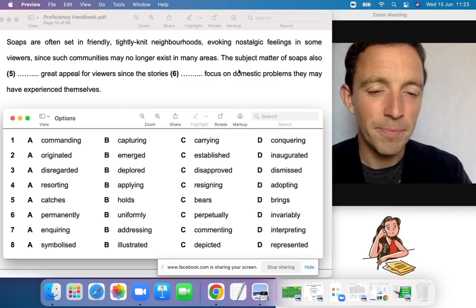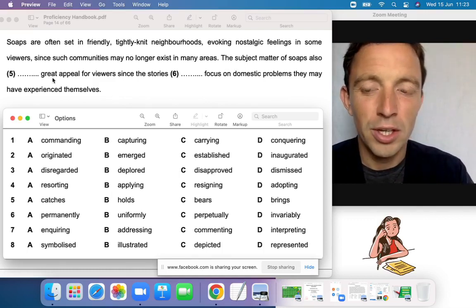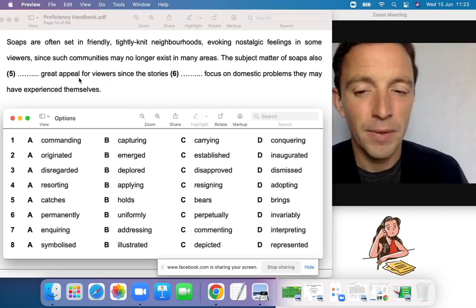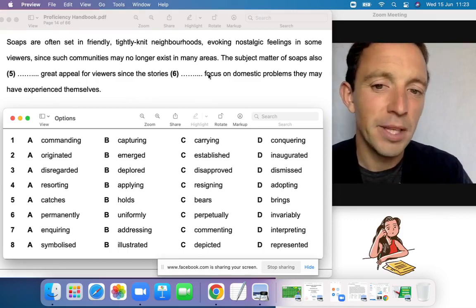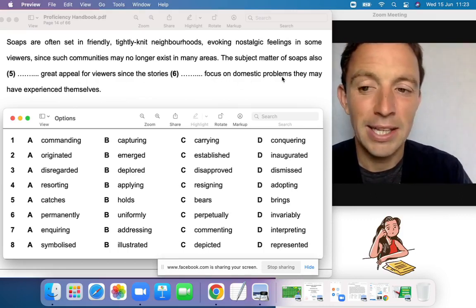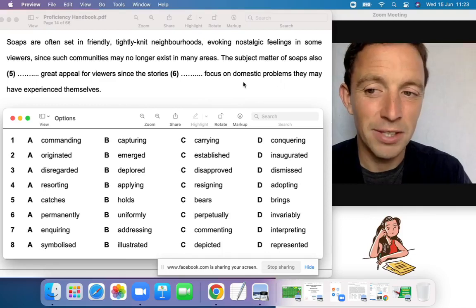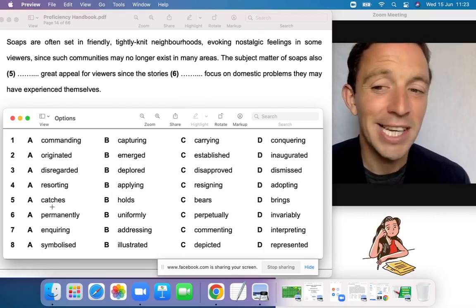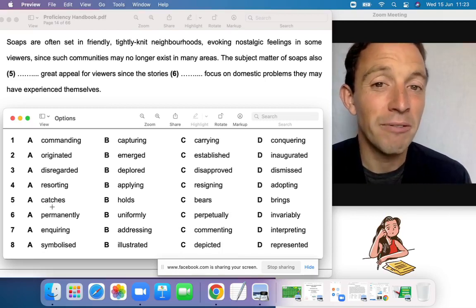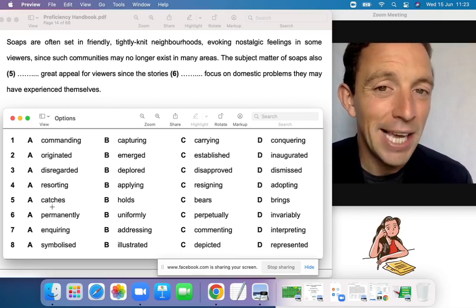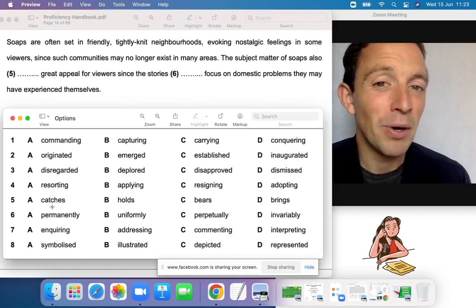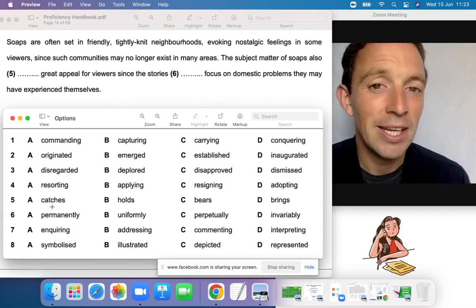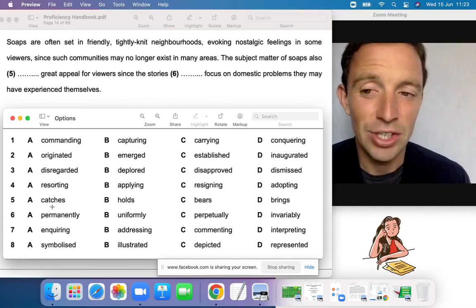The subject matter of soaps has great appeal for viewers, since the stories focus on domestic problems they may have experienced themselves. Option 5: catches, holds, bears, brings. Great appeal. So the context is great appeal. Very difficult vocabulary, very advanced, because the verb to appeal is flexible. It's typical in court when you refuse to accept the decision. You appeal the decision. You challenge the decision, number 1.